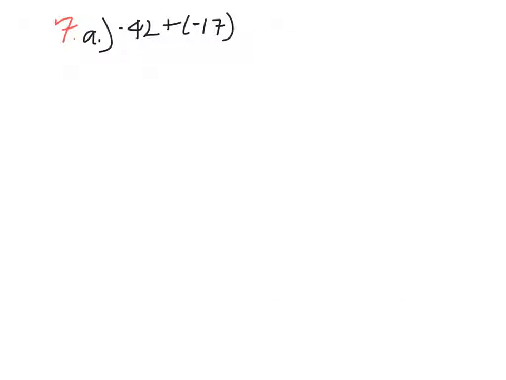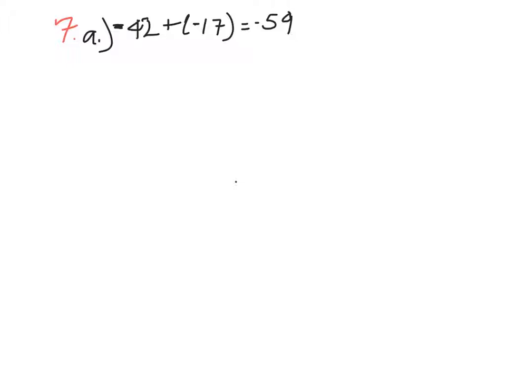What would that be? Well, when we're adding a negative, we're just subtracting, right? So negative 42 plus negative 17 is another way of saying negative 42 minus 17. Or if you want to think in terms of money, it's like you owe somebody $42 and you borrowed 17 more. So in the end, you'd owe them $59, wouldn't you? Sure you would.